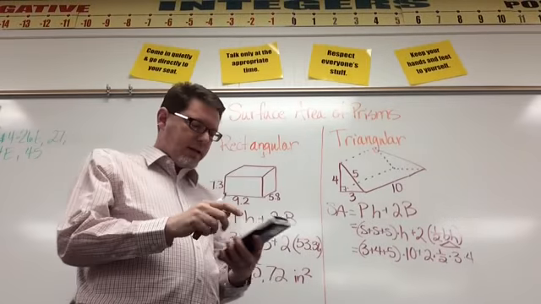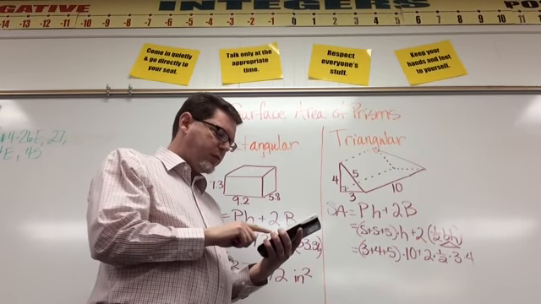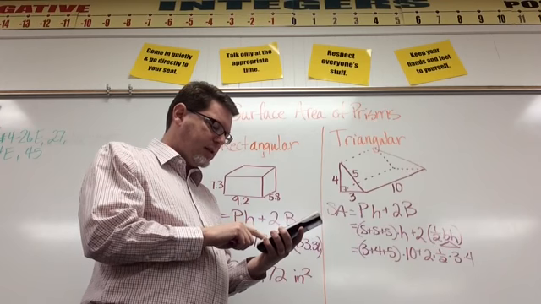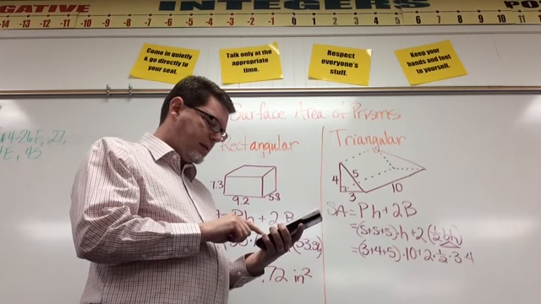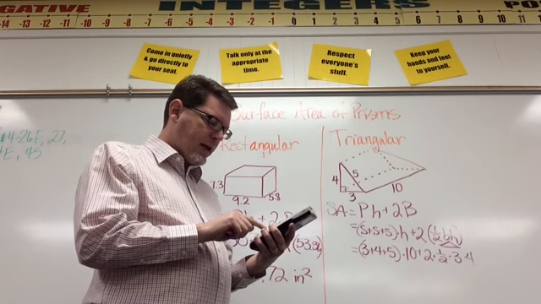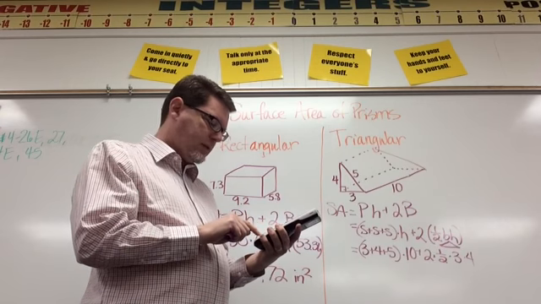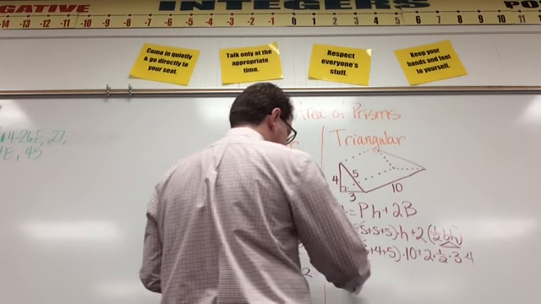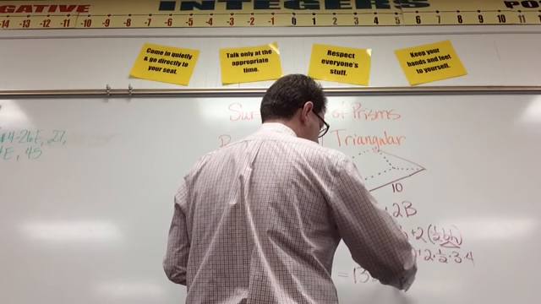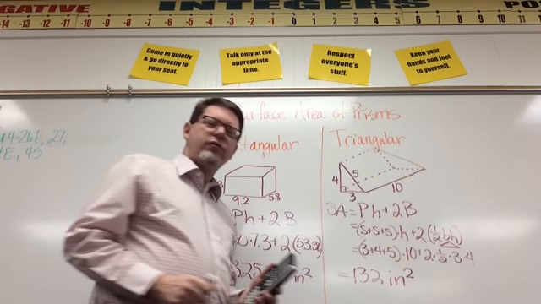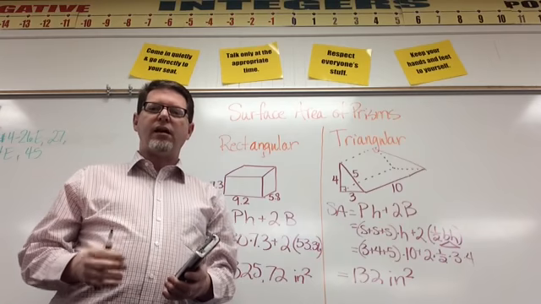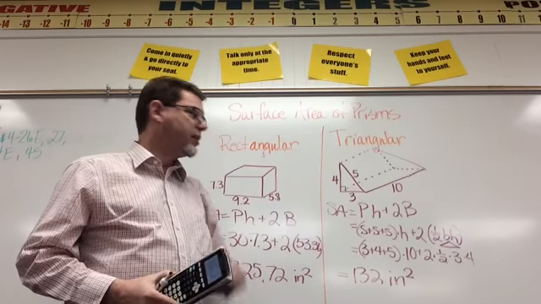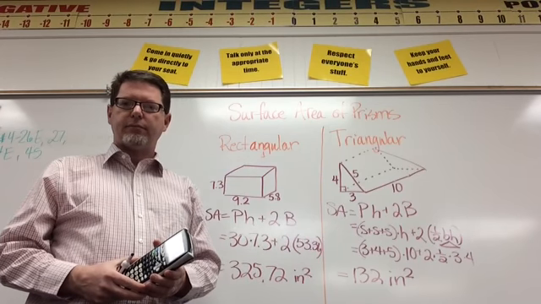And I'm just going to plug all of that into my calculator just like it is. So I do parentheses 3 plus 4 plus 5, close parentheses, times 10, plus 2 times 1/2 times 3 times 4, hit enter, and I get 132 inches squared for the surface area of the rectangular prism. Sorry, that's the surface area of the triangular prism that we have.